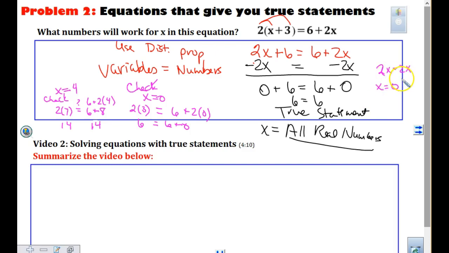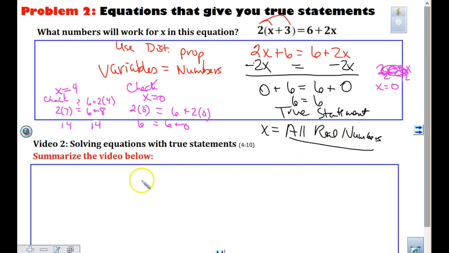Well, x could be 0, but it could be 1, and it could be 2, and it could be 5, and it could be 7. It's all real numbers. So the biggest mistake here is that people go, oh, I'm going to divide both sides by 2. You can't do that. All your variables are not on one side of the equation.